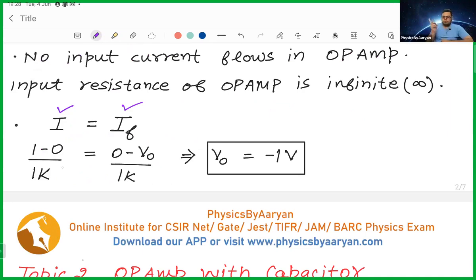So from there, my V output comes out to be minus 1. So that is my answer. So my V output is minus 1, and that is my final answer. And my option number C will be correct.